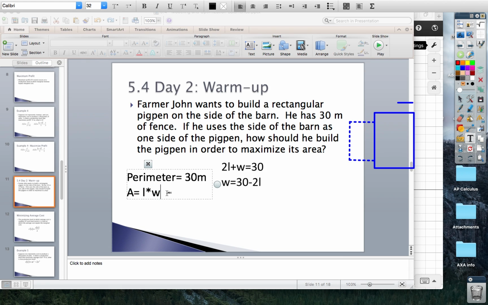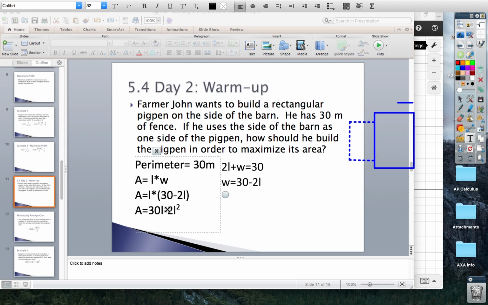That's going to be really important because when we start looking at this area optimization, we can't have two different variables. So what ends up happening is we have L times W, and W is equal to 30 minus 2L. So the area is equal to 30L minus 2L squared. And that's the area for the pig pen given 30.